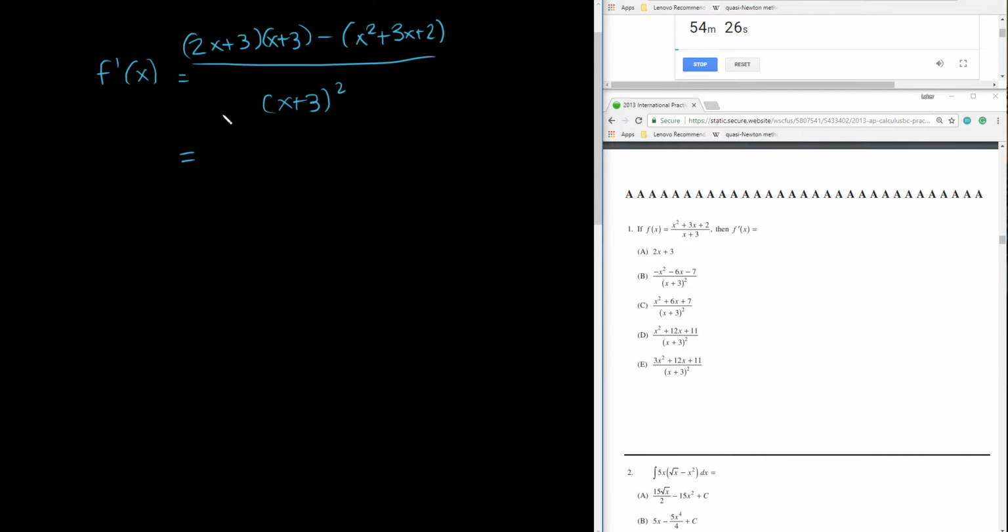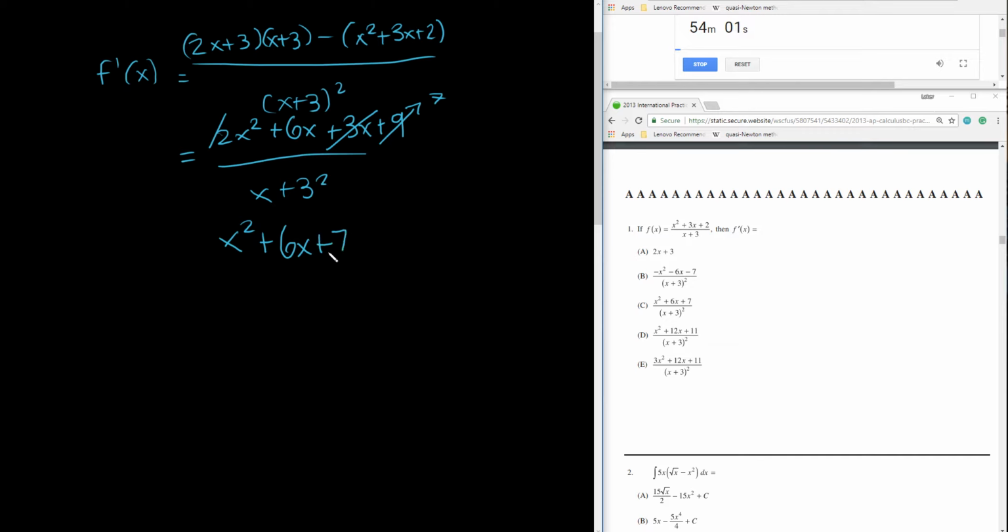Okay. And so we get 2x squared plus 6x plus 3x plus 9, and then of course minus this, brings us to 1x squared minus 3x, gets rid of this, and then minus 2 brings us to 7. So that is all divided by x plus 3 squared. So we're going to get x squared plus 6x plus 7, okay, no careless mistakes there, divided by x plus 3 squared. Which answer does this match? Looks like it matches answer C.